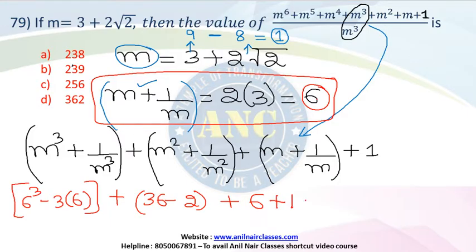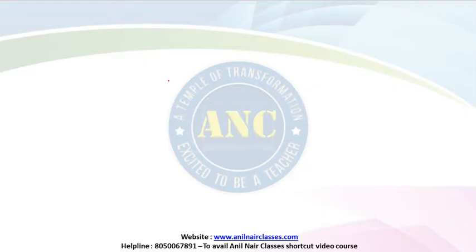So can I say that your final answer is 216 minus 18, which is 198, plus 34? 198 plus 4 is 202, 202 plus 30 is 232, plus 6 is 238, plus 1 is 239. The answer for this question is very simple, which is 239, Option B. That means there is no difference between question 78 and 79, except that in 78 they directly gave this value, and in 79 I found out that value. I hope the idea is very clear for you people.